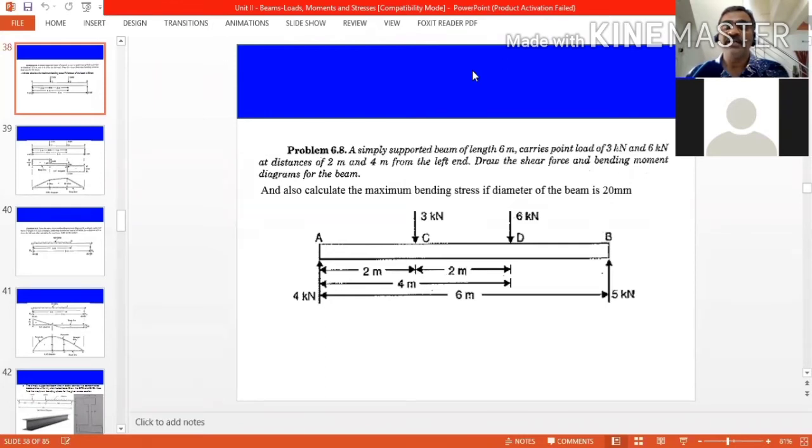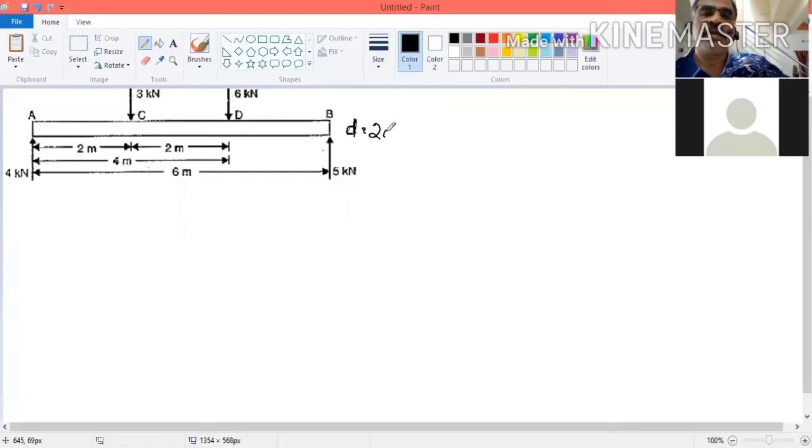You have to draw the shear force diagram and bending moment diagram, right? And also, you are asked to calculate the maximum bending stress if the diameter of the beam is 20 millimeter. You assume that this is a circular cross section beam with a diameter of 20 millimeter. Now we'll discuss this problem, right? Now you draw the shear force and bending moment diagram.